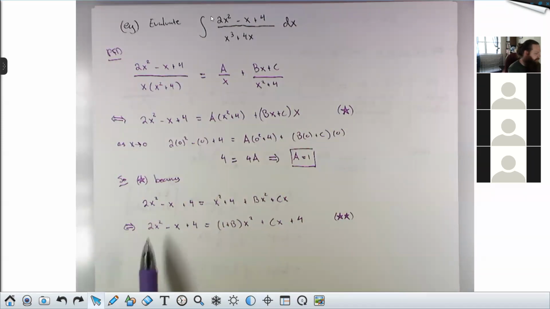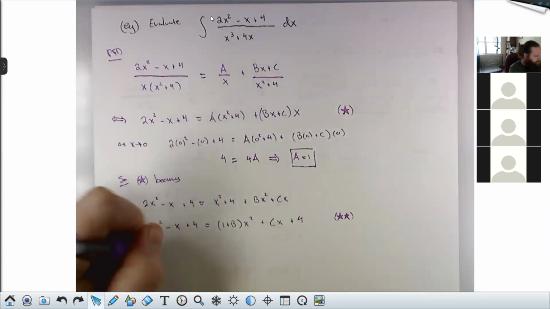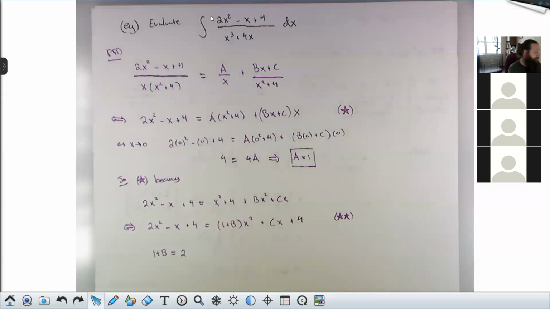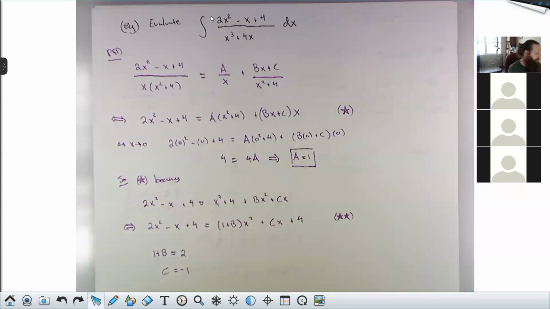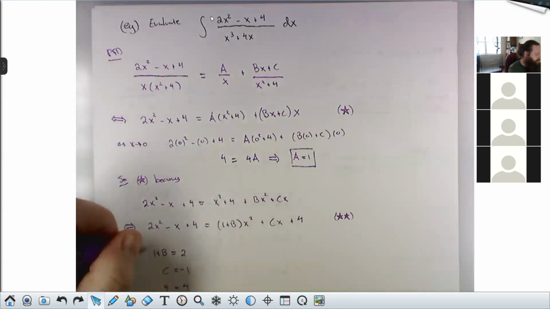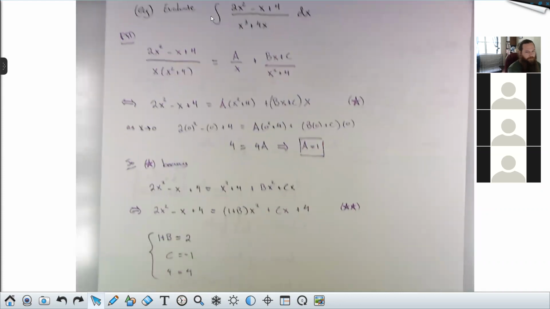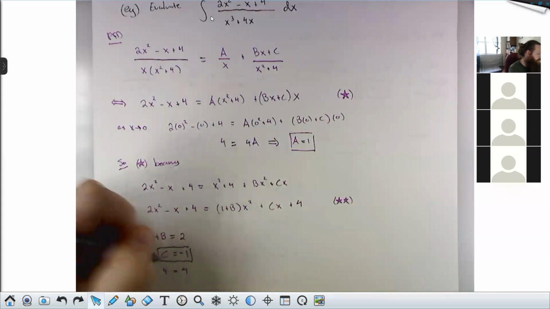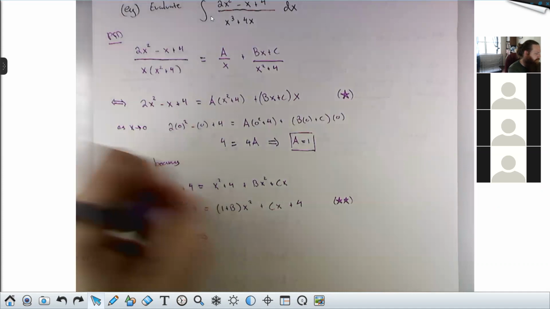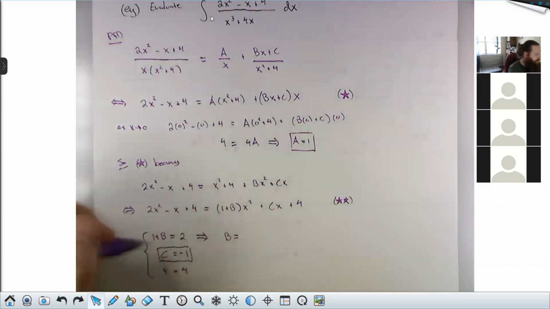The coefficient of x squared on the left is 2. The coefficient of x squared on the right is 1 plus b. So 1 plus b has to be equal to 2. The coefficient of x on the left is -1. The coefficient of x on the right is c. So c has to be equal to -1. And the constants are equal to each other. 4 is equal to 4. Again, not useful, but true. And again, we get c for free. And in the first equation, I can read off b. b is 2 minus 1, which is 1.